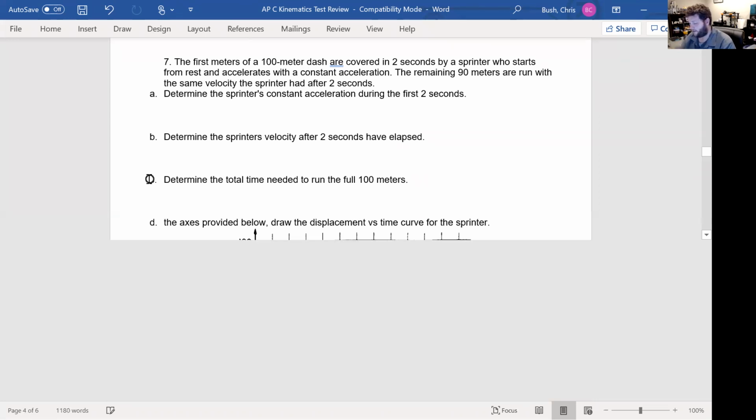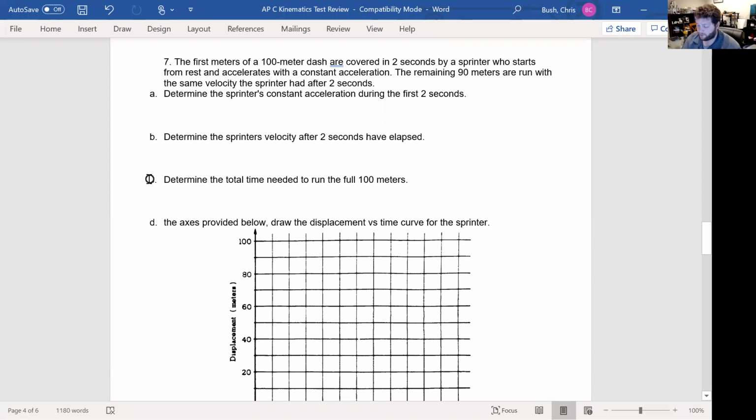All right. 7, the first 10 meters of a 100-meter dash are covered in 2 seconds by a sprinter who starts from rest and accelerates at a constant acceleration. The remaining 90 meters are run with the same velocity the sprinter had after 2 seconds. Determine the sprinter's constant acceleration during the first 2 seconds.